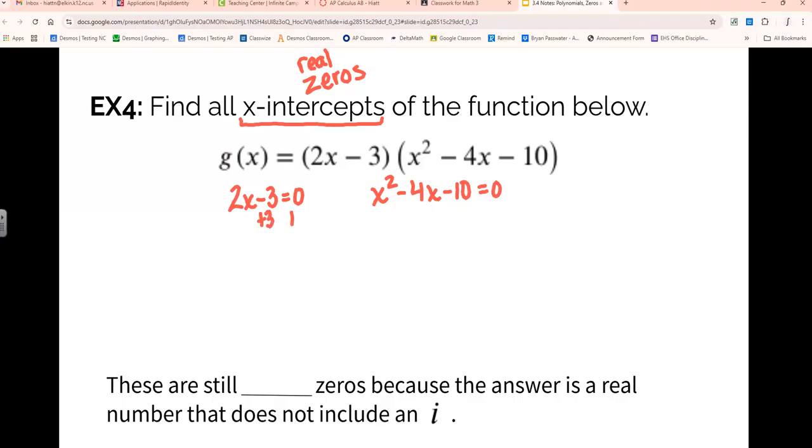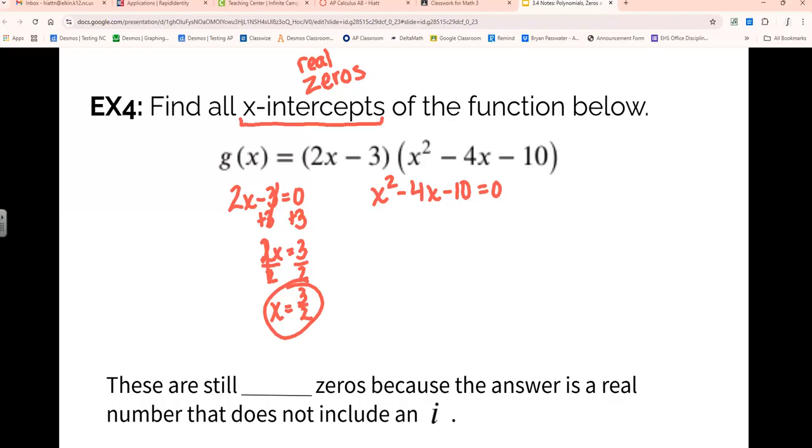This first one is just a simple equation to solve. So we are going to add our 3. We got 2x equals 3. We're going to divide by 2. So x is going to equal 3 halves. Right there is one of our zeros.